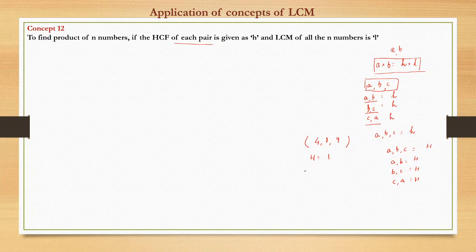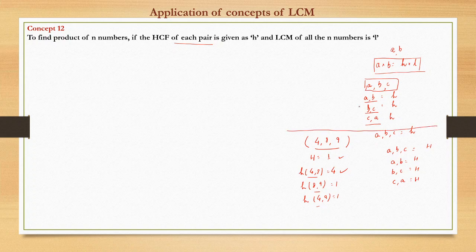But if we go pair-wise, the HCF of 4 comma 8 is 4. The HCF of 8 comma 9 is 1. And the HCF of 4 comma 9 is 1. So we saw here that though the HCF of the three numbers was 1, the pair-wise HCF in all the cases is not 1. Here it is 4. So we need to be careful about this.